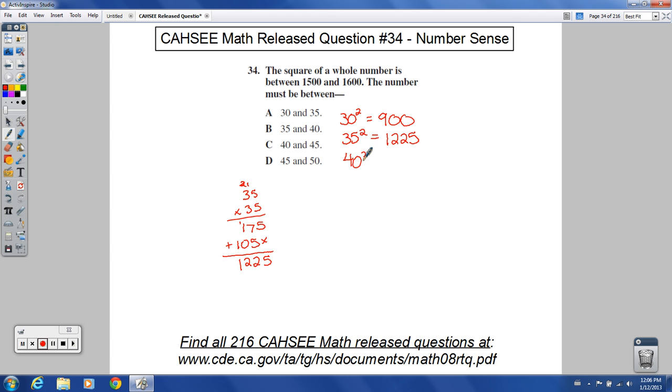40 squared, that should be pretty easy, just like 30 squared was 900. 4 times 4 is 16, plus you've got the extra 2 zeros. 40 times 40, you'd have 2 zeros there.